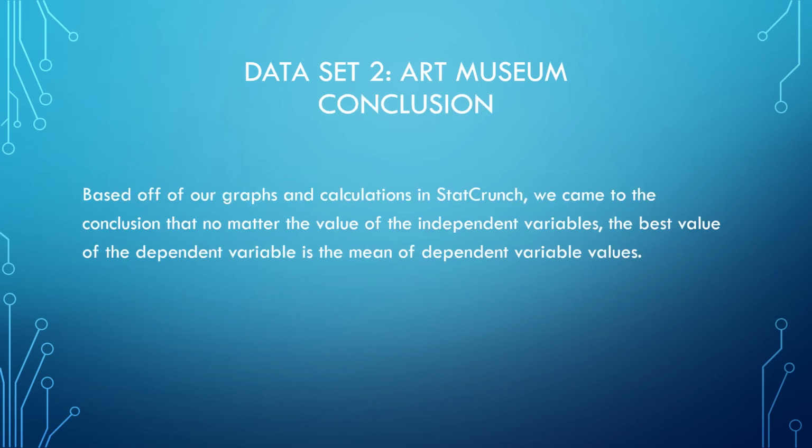After running the multiple linear regression test, the simple linear regression equation, the scatter plot graph test, and the residual plot test in StatCrunch, we determined with our graphs and calculations that the best predictive value of the dependent variable is the mean of the dependent variable values rather than the value of the independent variables.